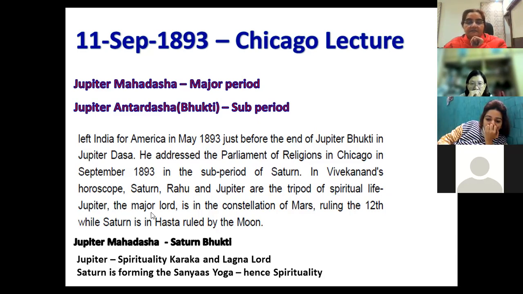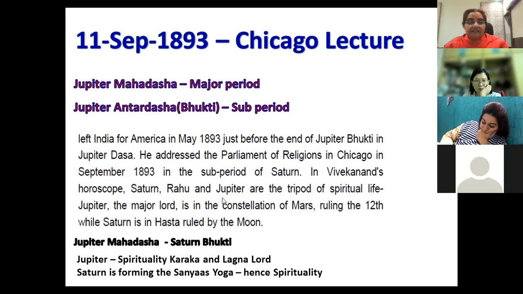That can be considered that way. The major lord, Jupiter, is in the constellation of Mars, and Mars is ruling the 12th. Here we'll consider the 12th house and the planet posited in the 12th house for the foreign country, because he went out of the country to give this lecture. Whenever we talk about foreign travels or a foreign country, that is always the 12th house.